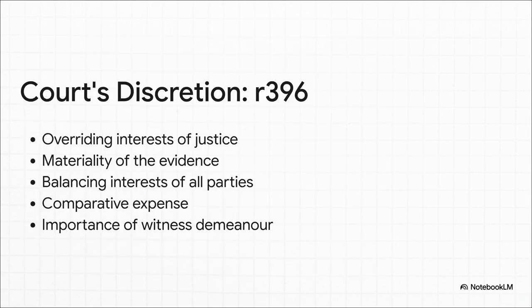Now, as counsel, you're the one who has to argue for this. The court's discretion under Rule 396 is pretty broad, but it's not a free-for-all. You have to convince the judge that it's in the interests of justice. Is this evidence really that important? Is it material to your case? The court's going to do a balancing act, weighing things like a witness's poor health against the other side's right to cross-examine them in person. Cost is a big factor too, and so is how important it is for the judge to actually see the witness's face and their demeanor.